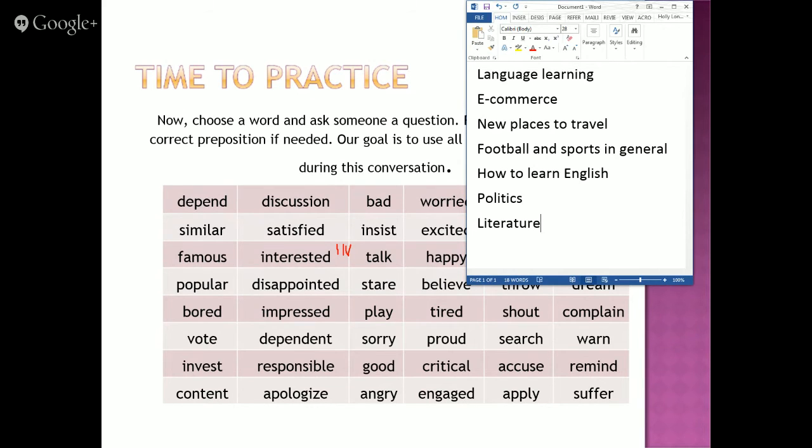So, Athena, how about you? What type of topic are you interested in? Athena, are you there? Sorry, my microphone. Okay. I'm interested in talking with my friends about social life. Okay, so you are interested in talking to your friends about social life or maybe relationships. Yes. That's a very common topic that a lot of friends like to talk about.